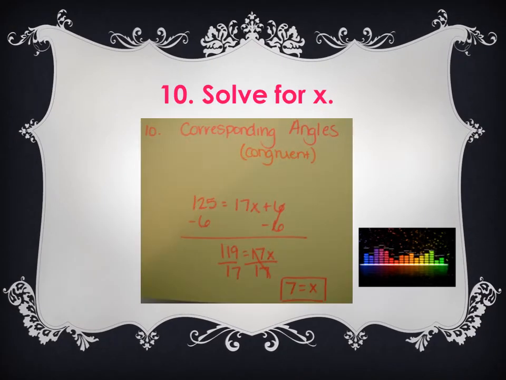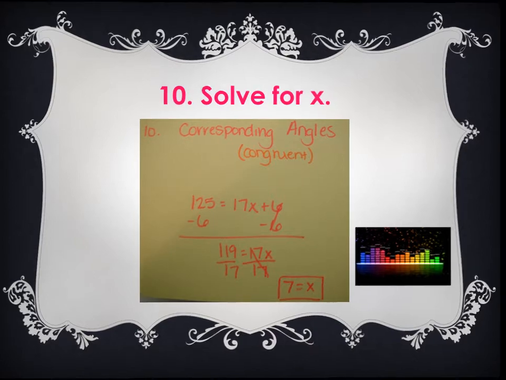We are given two parallel lines intersected by a transversal line. 17x plus 6 and 125 degrees are called corresponding angles. These angles are congruent. We can set 125 equal to 17x plus 6 and solve for x. We subtract 6 on both sides, giving us 119 equal to 17x. When we divide by 17 on both sides to get x by itself, we get 7 equals x.